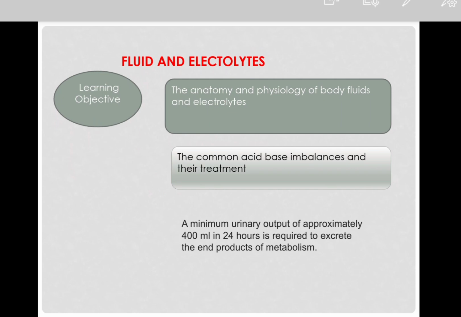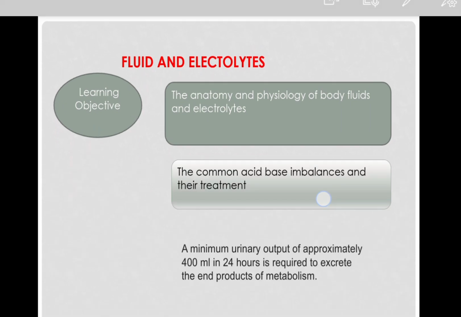A minimum urinary output of approximately 400 ml in 24 hours is required to excrete the end products of metabolism. It means a normal person who can excrete urine, the urinary output should be at least 400 ml.